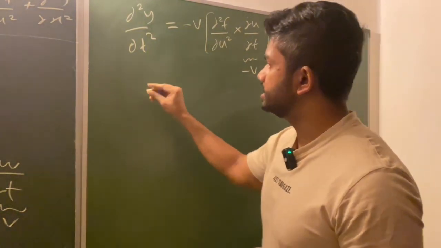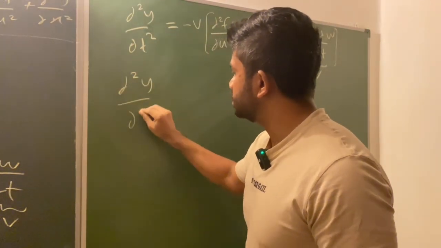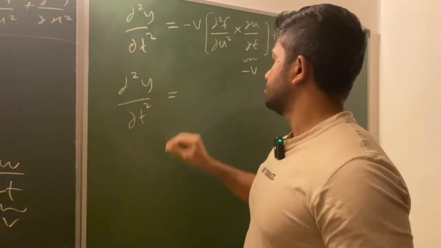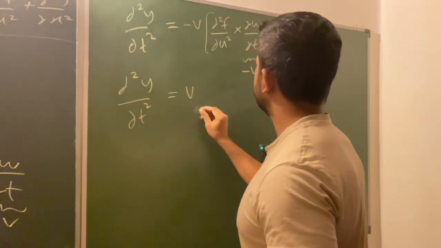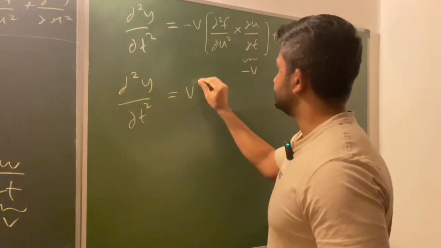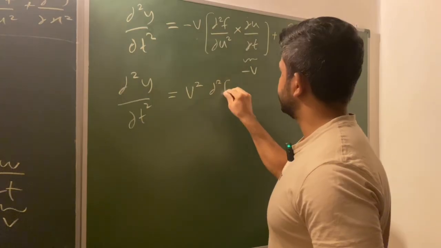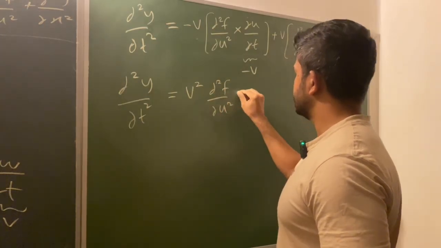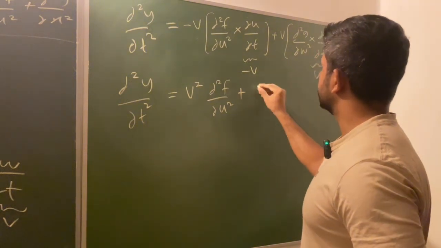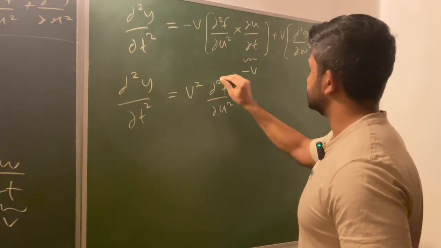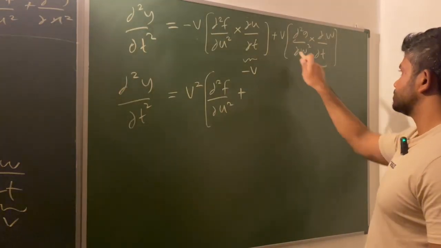Carefully look at this. Now we will end up with ∂²y over ∂t² equal to, on this side, minus v times minus v is v squared, and here ∂²f over ∂u² plus, here it's a common factor because even here we can get v squared, and at the end of the day v times v is v squared.